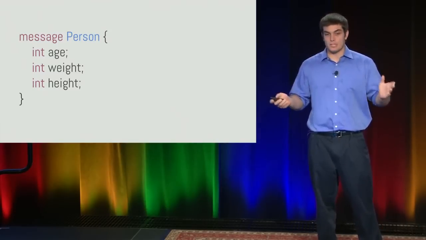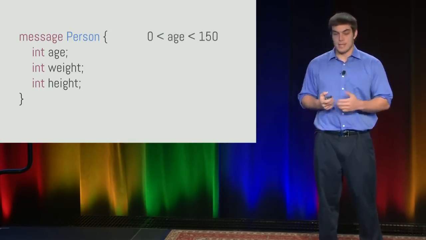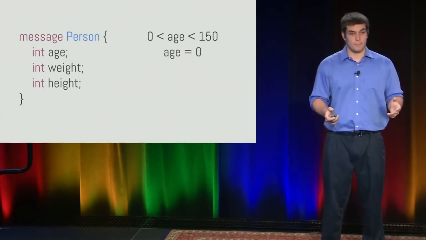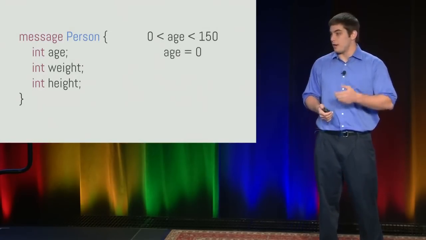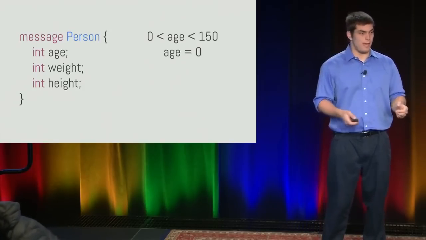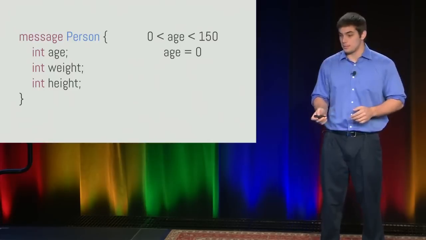Is there any age, weight, or height that might crash my binary? So you come up with a reasonable bound for each one. The age might be between 0 and 150. That's totally reasonable. But what if we have a person with an age of 0? We need to make sure that our system works for this. So you write a unit test to make sure that if age is equal to 0, nothing bad happens.